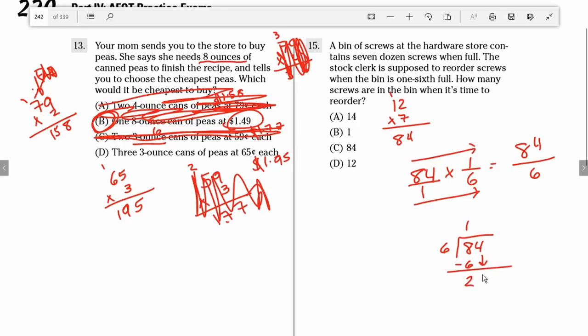Drop down this 4. 6 goes into 24 4 times. 4 times 6, of course, is 24. So there's no remainder. So based on this, we know when there are 14 screws left in the bin, which is 1/6 of the 7 dozen, the clerk needs to order more.